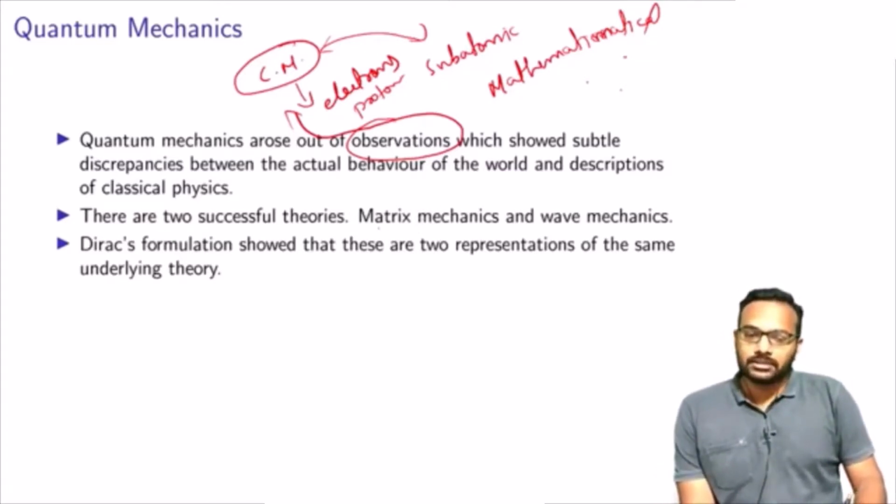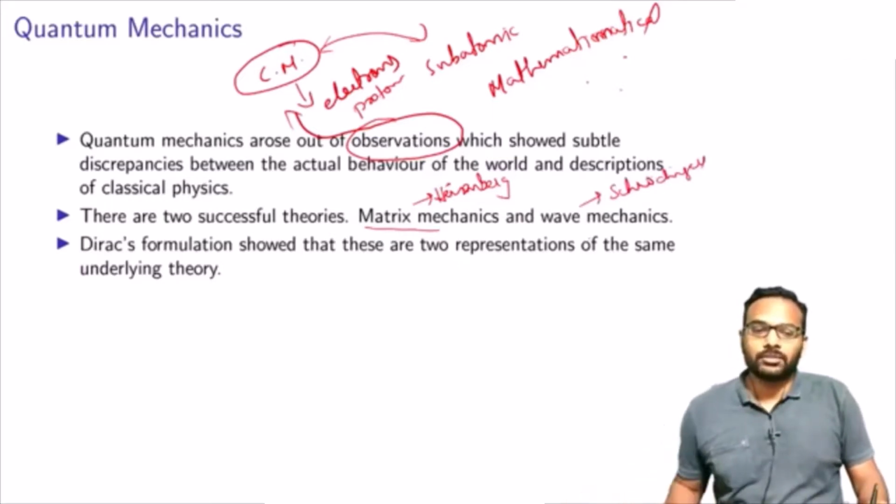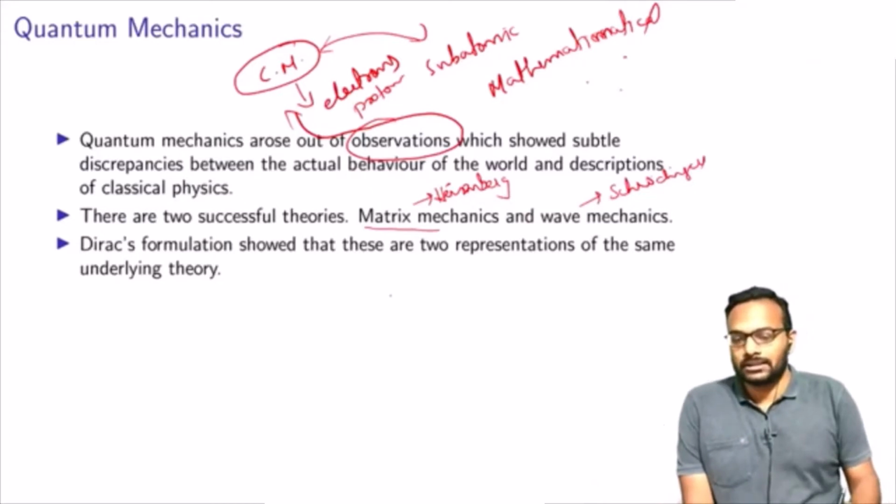One is known as matrix mechanics due to Heisenberg, and there was wave mechanics due to Schrodinger. Initially they looked entirely different. The way Heisenberg wrote his equations looked entirely different from the way Schrodinger wrote his equations.